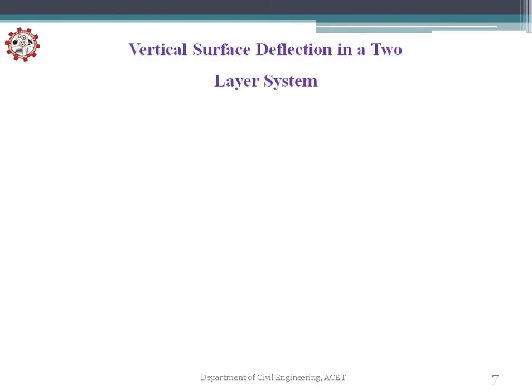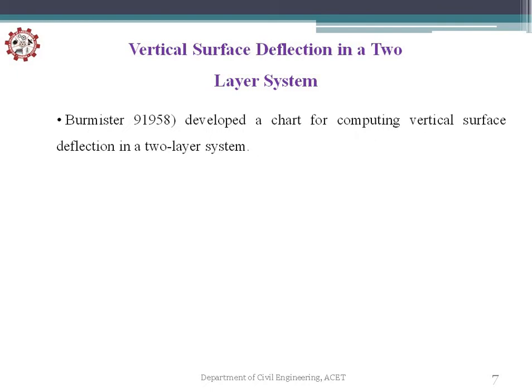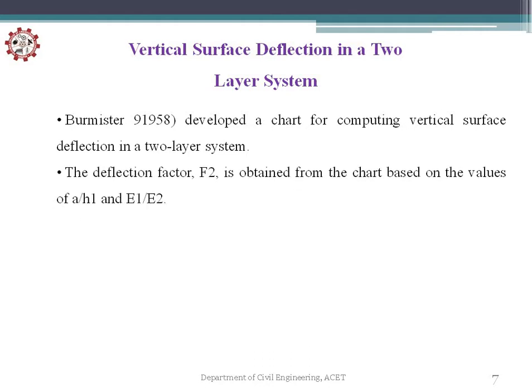So vertical surface deflection in a 2-layer system. Burmister in 1958 developed a chart for computing vertical surface deflection in a 2-layer system. The deflection factor F2 or F delta is obtained from the chart based on the values of A upon H1 and E1 upon E2. So these values may be given in the graph as F delta, A upon H1 or Z1, and E1 and E2 may be given as ES upon EP.